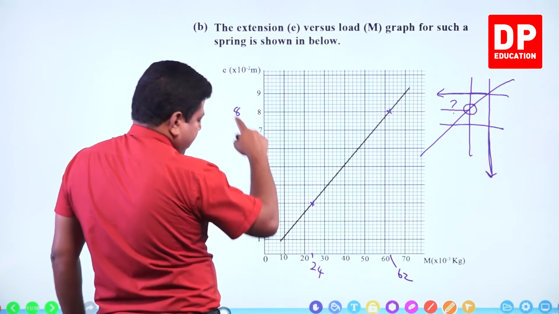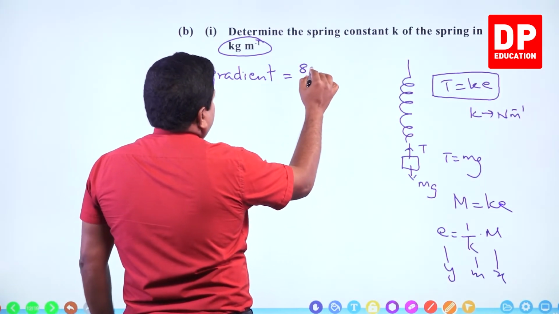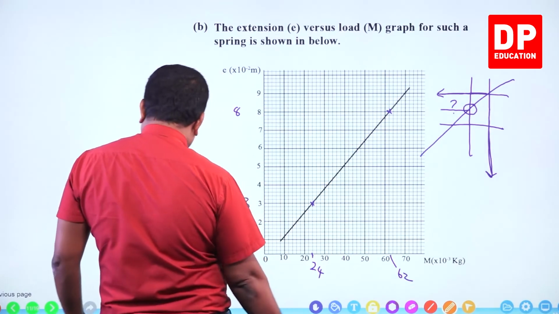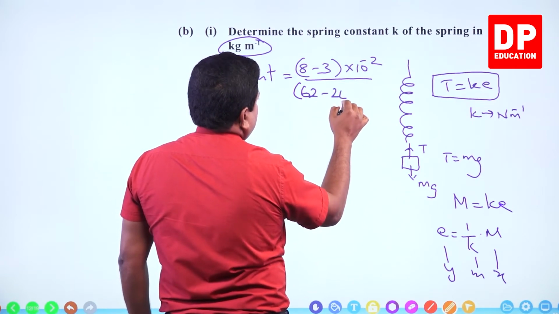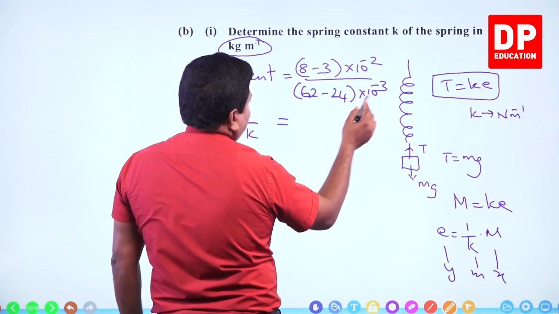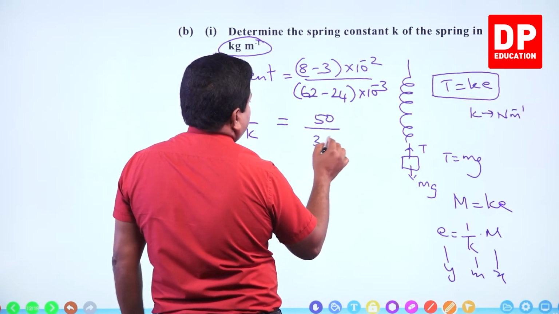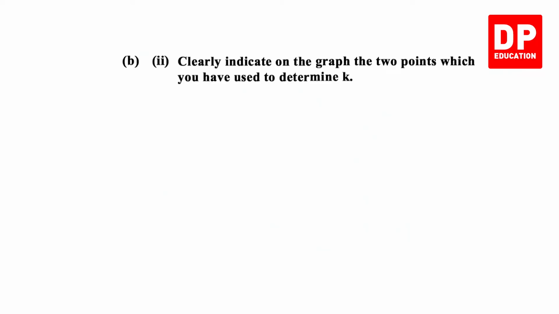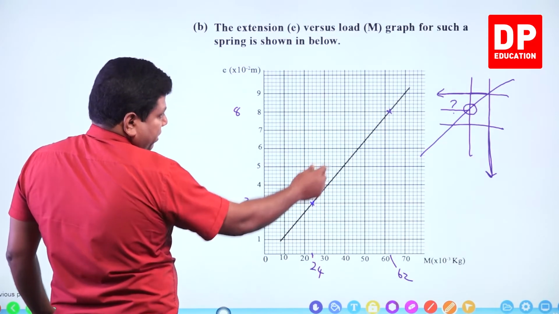From this, the gradient I can take as 8 minus 3 over 62 minus 24, with the scale in 10 to the power minus 2 on the top and 10 to the power minus 3 on the bottom. This is going to be 1 over K. 5, 10 will go up, 50 over 38. So K will be 38 over 50, which is 0.76. That would be the unit kilogram meter minus 1. Clearly indicate on the graph the 2 points which you have used to determine K. I already have marked it on the graph. You can see here the 2 points.